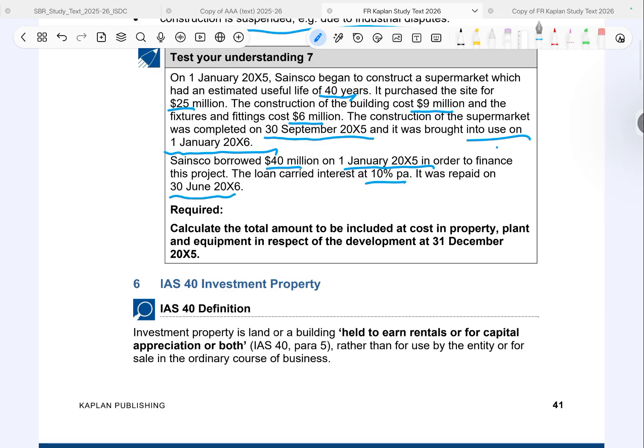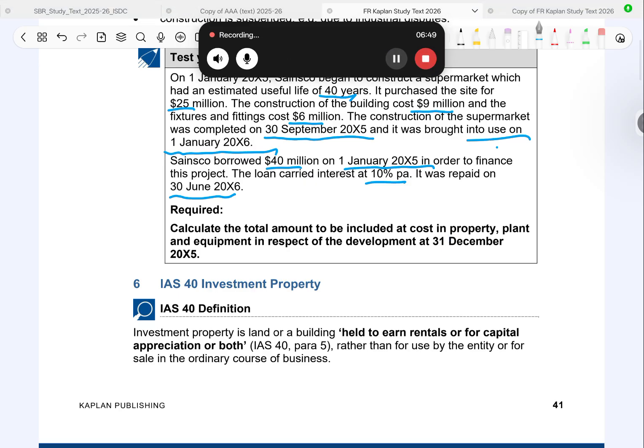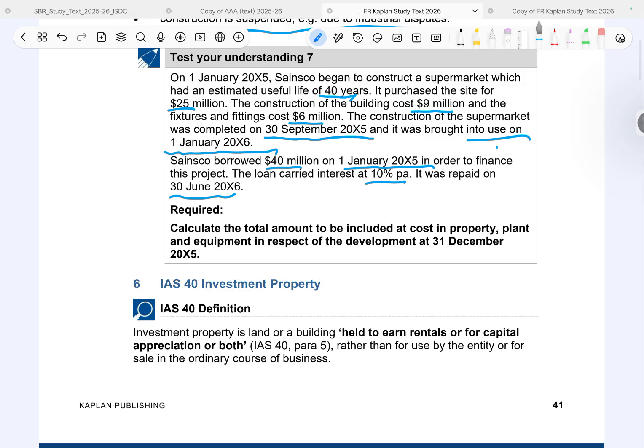Calculate the total amount to be included at cost in property, plant and equipment in respect of the development at 31st December. Yeah, so the sum is very simple. We just have to calculate the property, plant, and equipment cost, which we are going to be including in our statement of financial position.